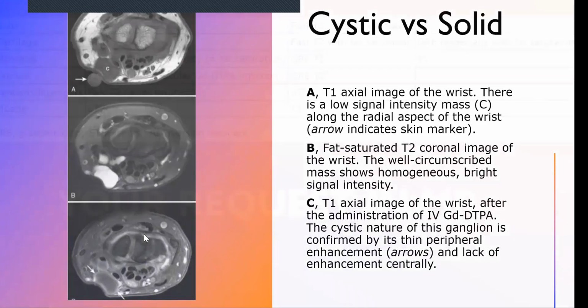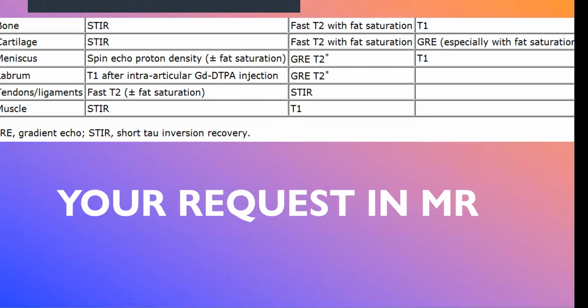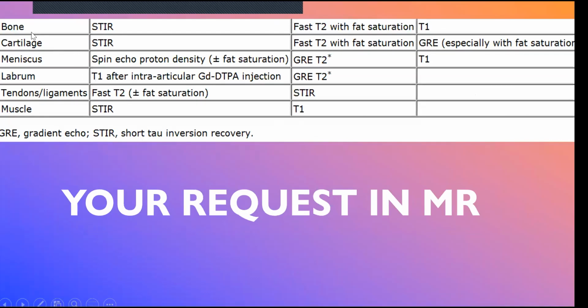So what you request during the MRI, if you have a pathology in the bone, you have to request a STIR, a fast echo study with T2 with fat saturation and T1 also. So when you prescribe an MRI, please give the history, okay? And you have to do a STIR with the pathologies in the bone. The pathology in the cartilage, the same, but here you can add a gradient echo, especially when there is a fat.